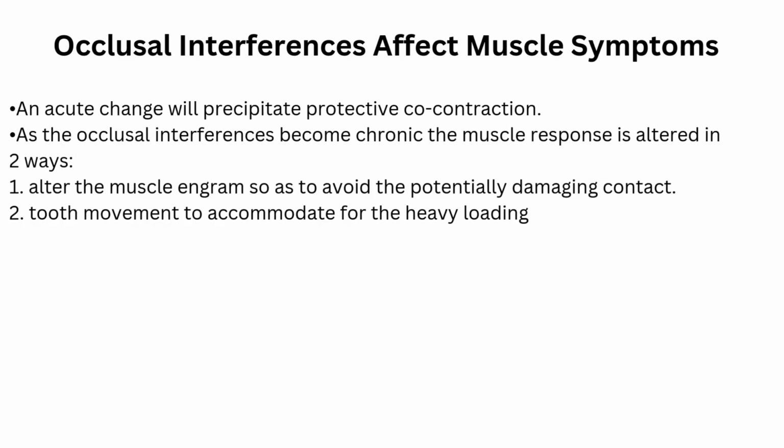Understand the occlusal interferences which affect muscle systems. How does it affect? We all know that chewing or speaking are controlled activities, right? The movements of these muscles are controlled, and there is a defense mechanism which prevents potential damage. Now what happens if there are any acute changes? That will cause protective co-contraction of these muscles. And as the occlusal interferences become chronic, the muscle response is also altered in two ways.